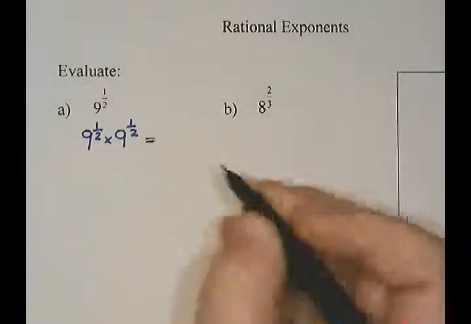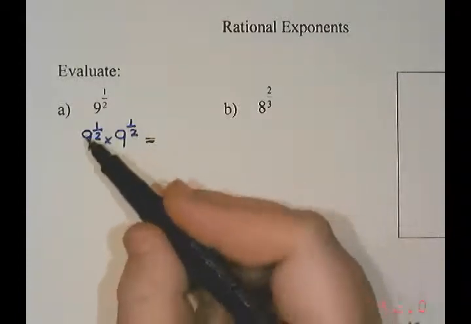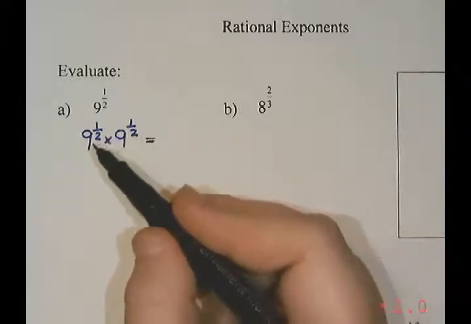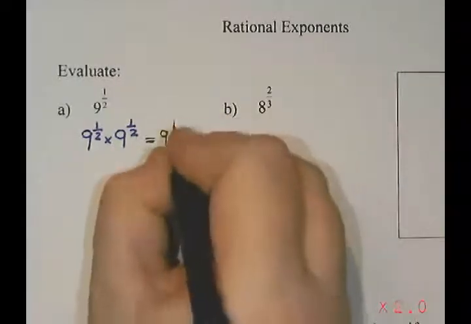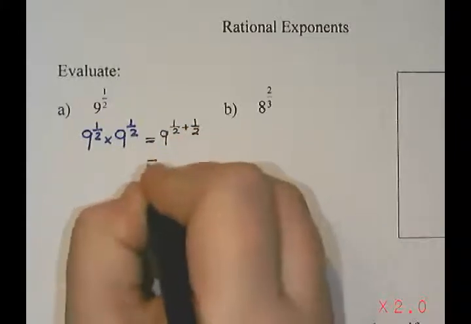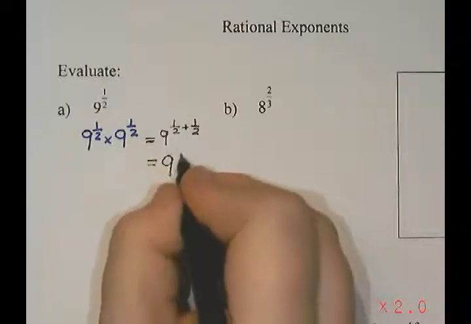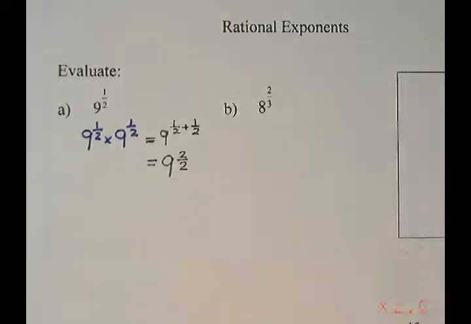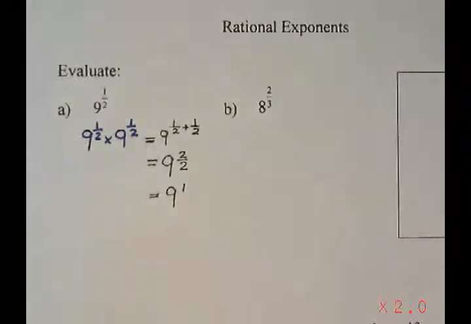So on this side of the equal sign, I'm going to use my multiplication rule for powers. If the base is the same, the rule is that you add the exponents. So 9 to the 1/2 times 9 to the 1/2 would be 9 to the 1/2 plus 1/2. Now to add 1/2 plus 1/2, you add the numerators. So 1 plus 1 is 2, and you leave the denominator, which is 2. And 2 divided by 2 is 1, so it's 9 to the power of 1.